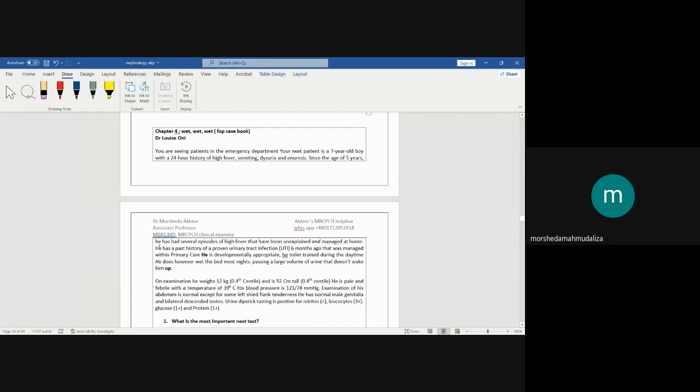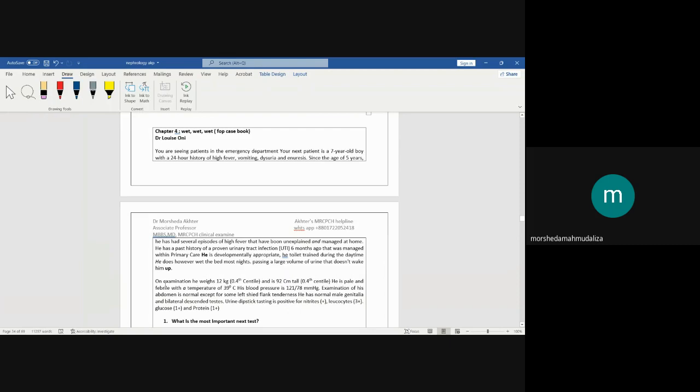So it is known to you. A 7 years child having 24 hours of fever, dysuria, enuresis, high fever, unexplained, managed at home. Then past history of urinary tract infection 6 months ago, managed in primary care. It was a lower urinary infection because it was managed within primary care. Developmentally appropriate, no problem. Daytime toilet trained, nighttime passing large volume of urine that does not wake him up.